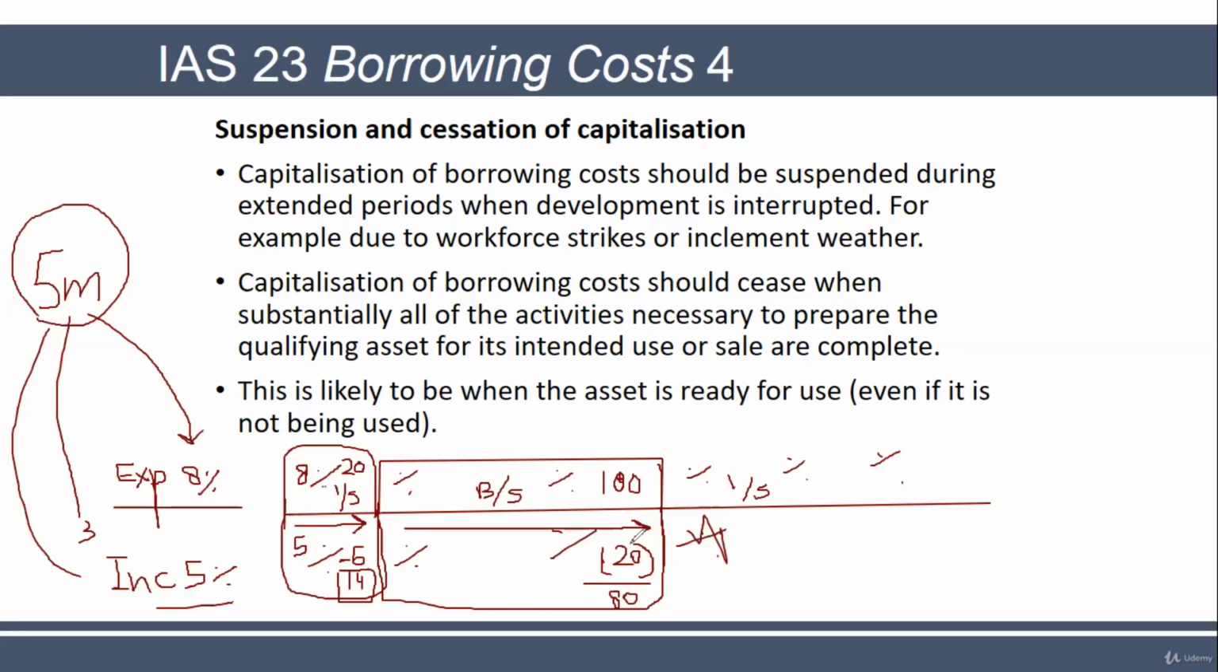Again, the approach is that IFRS is trying to allow you the minimum capitalization. You said, I want to capitalize 100. IFRS will come in between and say, why do you want to capitalize 100? You have 20 here, which you earned. Your net interest is only 80, so only capitalize 80.